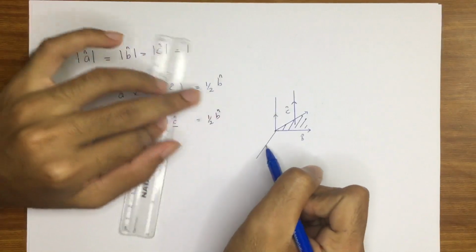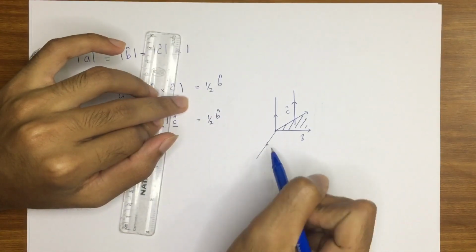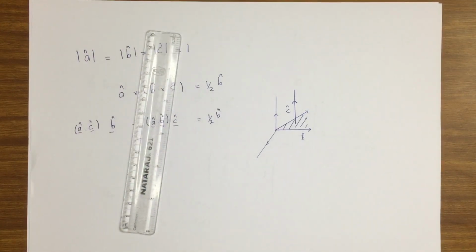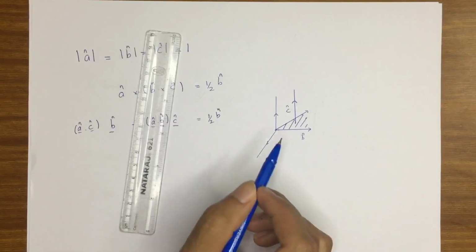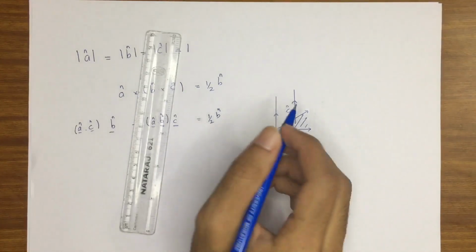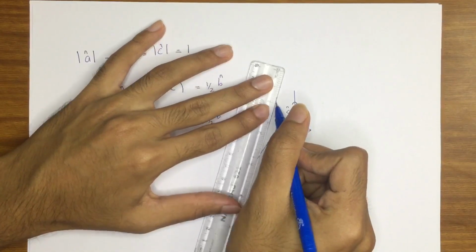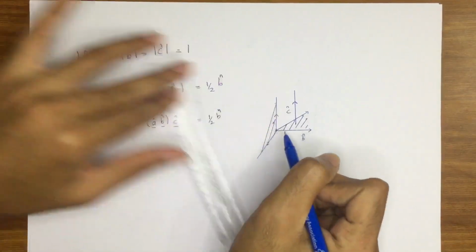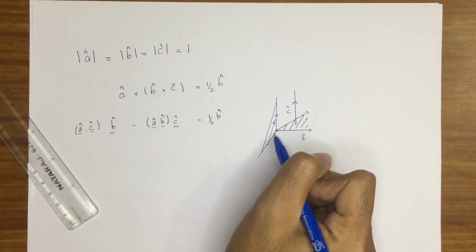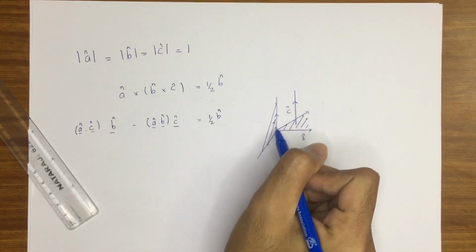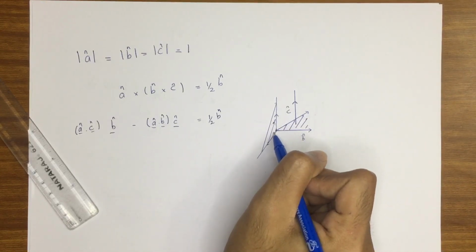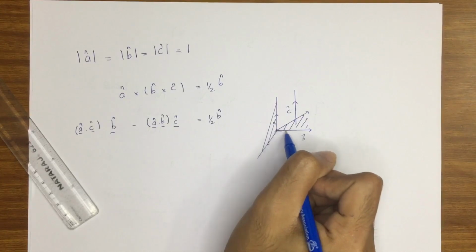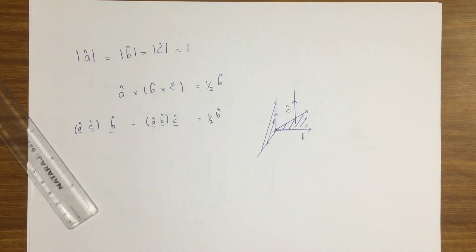Let's say it's going to be in this direction. So it's going to be perpendicular to this plane. So it's going to be perpendicular to this plane. So that's the main thing. So what can we tell from this? So that's the question. What can we tell from this?